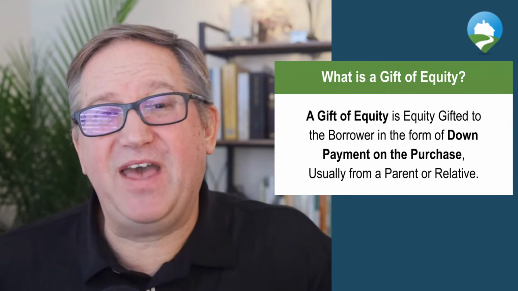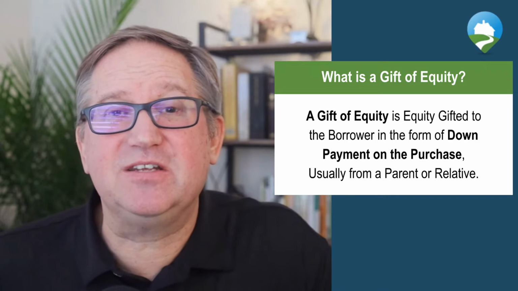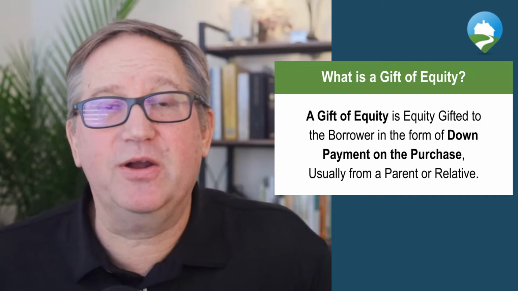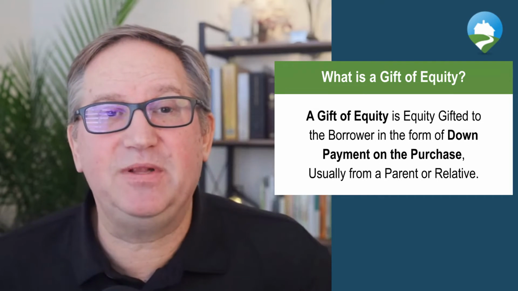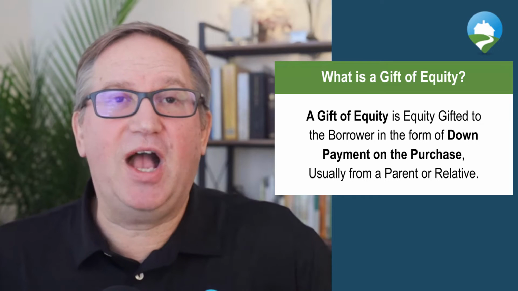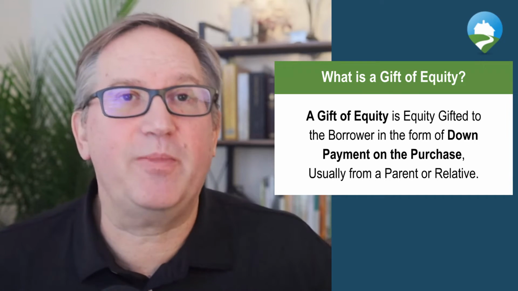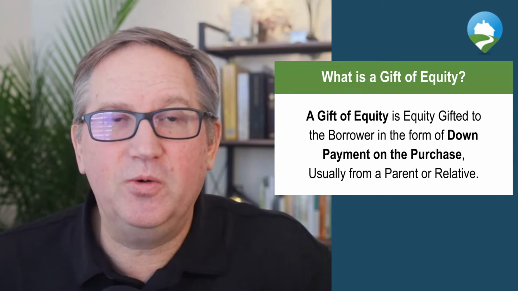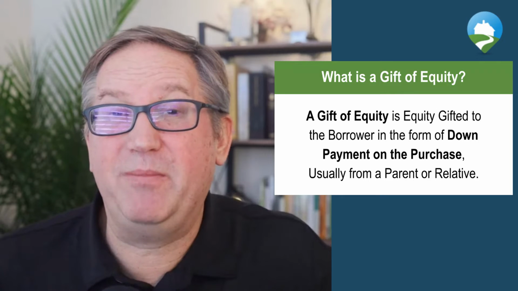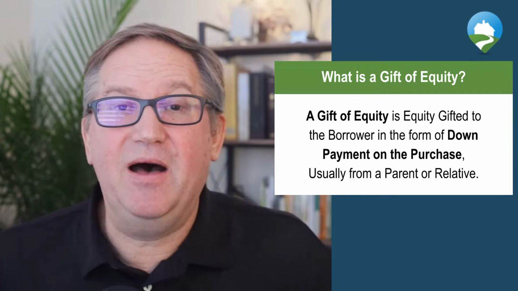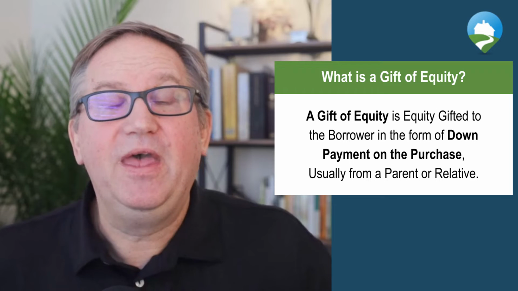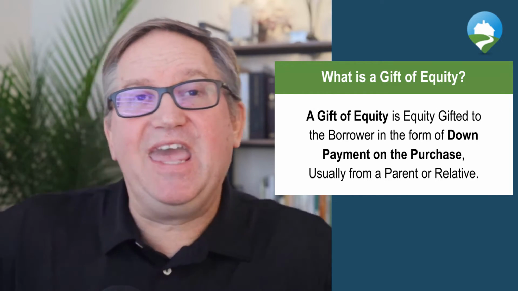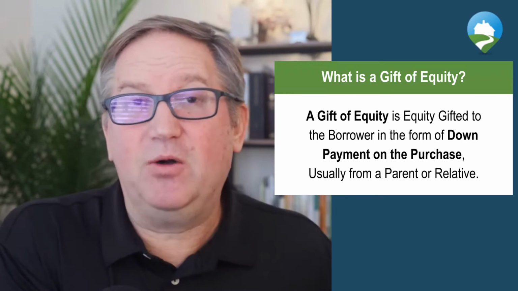So what is a gift of equity? A gift of equity is equity gifted to the borrower in the form of the down payment on a purchase. So it's usually a parent or a relative. The most common example of this is a child. You're the child and you're buying the house from your parents. Maybe it was a rental home that your parents owned. Maybe you live in the home. Maybe you're renting it now. Maybe you're not, but you decide to buy the home. Your parents can determine to take some of the equity in the home and gift that to you as down payment.